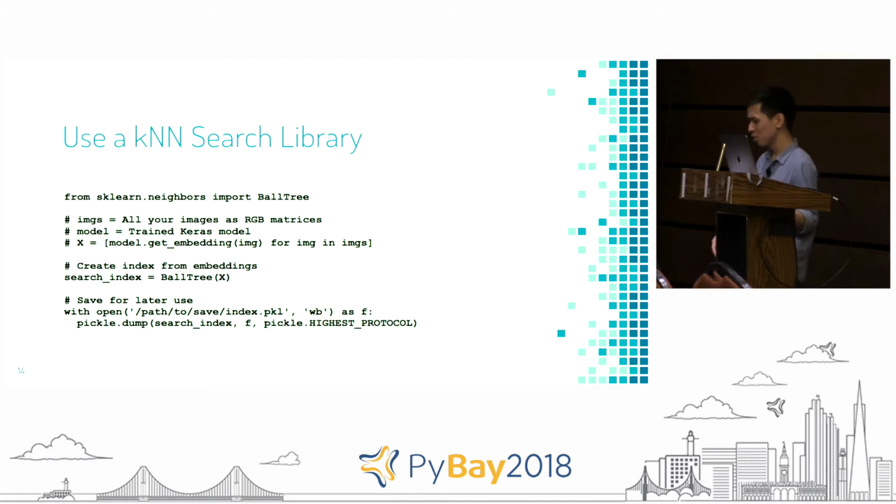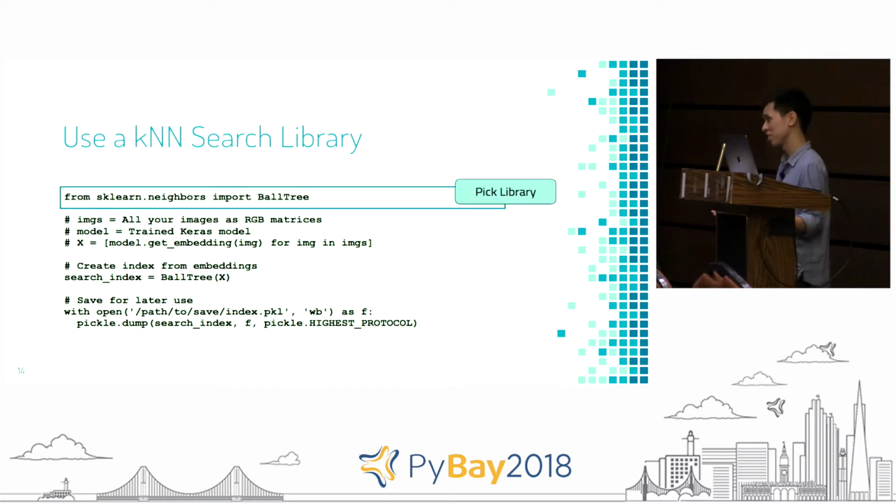I mentioned before that to find similar images, you can just do a k-nearest neighbor search. You could do that brute force, but that's obviously really slow. And if you're doing image search in real time, then you want that to be fast. So there's a lot of packages and libraries out there that allow you to create efficient data structures that let you do KNN searches really quickly. So one of the first steps is to just pick one of those libraries.